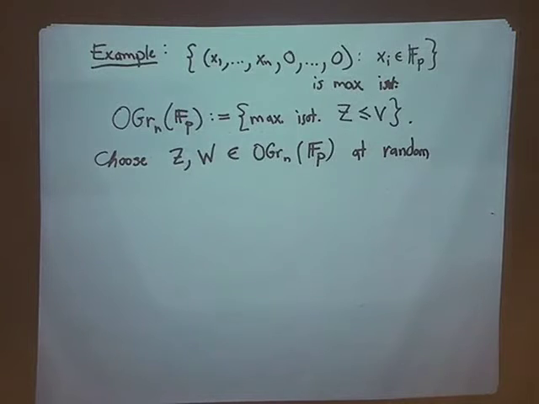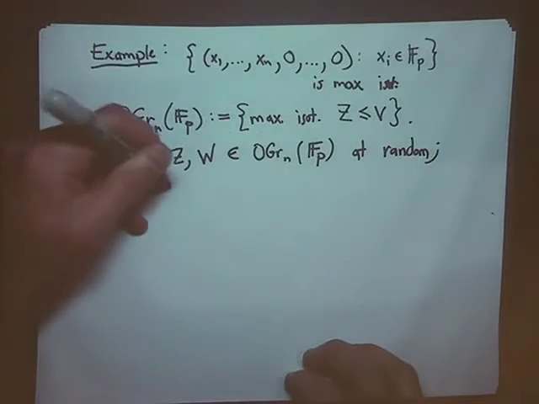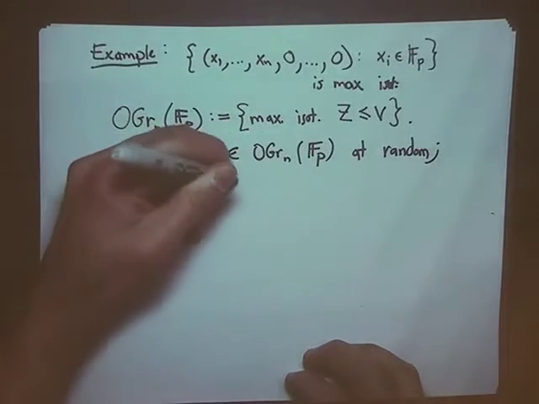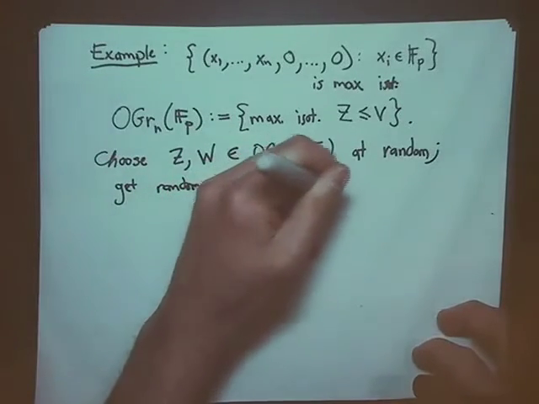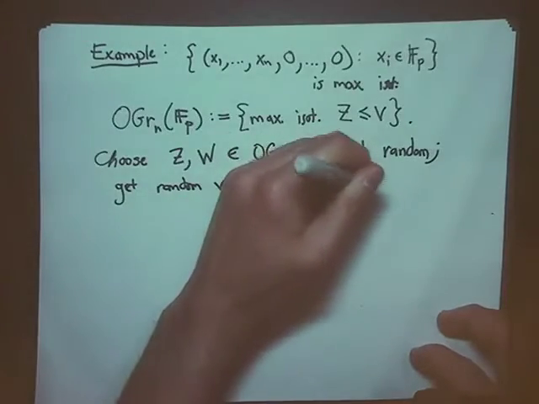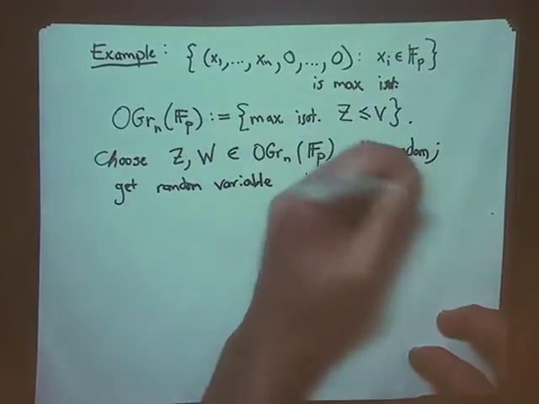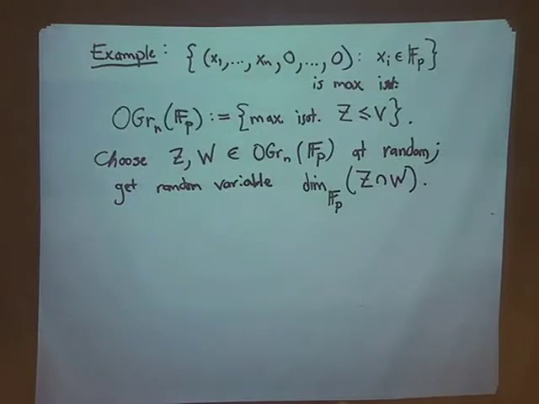But if you have two of them, then you can ask about their relative position. And you can talk in particular about the intersection. The intersection can have different dimension depending on which Z and W you choose. So if you choose them at random, you'll get a random variable, the dimension of their intersection. This will have some distribution as you vary the Z and W. And if you wanted to, you could also just fix the W and let the other one be random. That would be the same thing because of the transitivity.